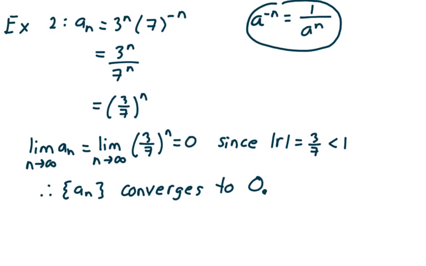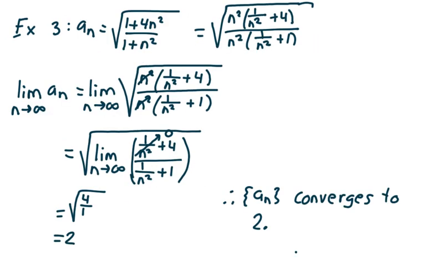And the reason why is because the absolute value of r is equal to 3/7, which is less than 1. And so what that tells me is that the sequence a sub n converges to 0. That's example 2. Now, let's take a look at example 3.